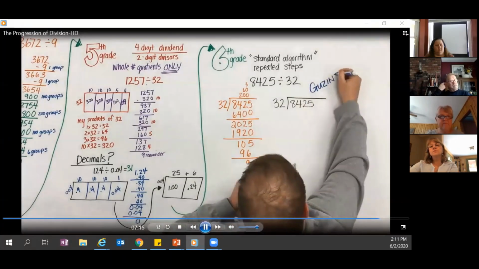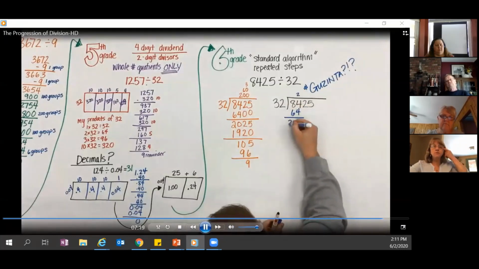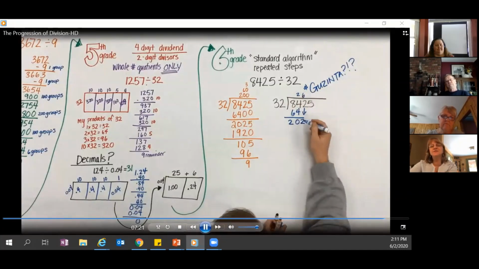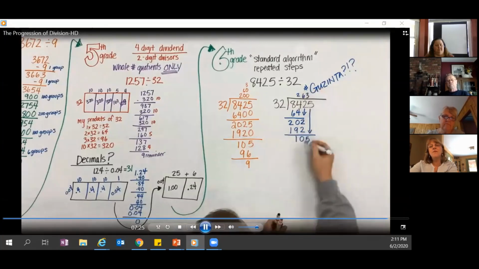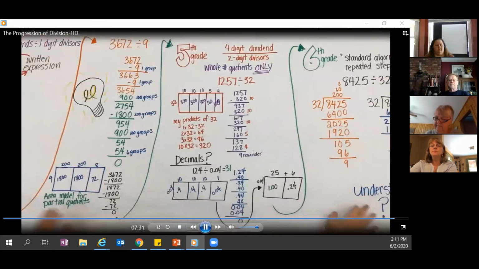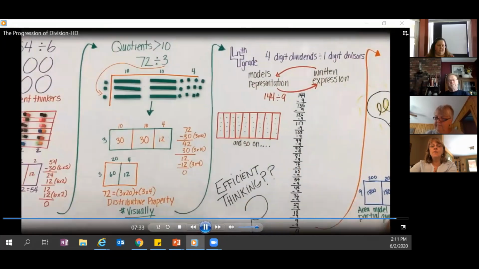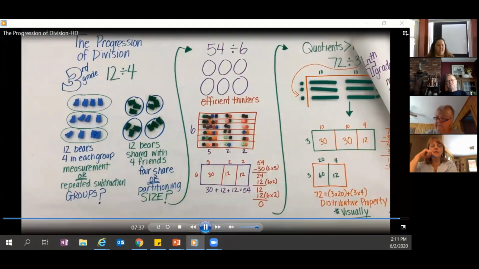Well, 32 doesn't go into 8, but 32 goes into 84. What does that mean? And here we have the traditional algorithm, which many of us are familiar with. But you see how there is a connection between the two. Which one has understanding? So there's lots of things taking place all the way up from third grade to sixth grade. Let's not rush it.